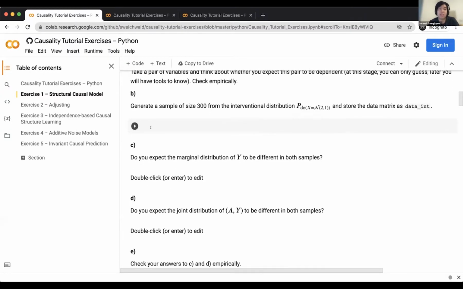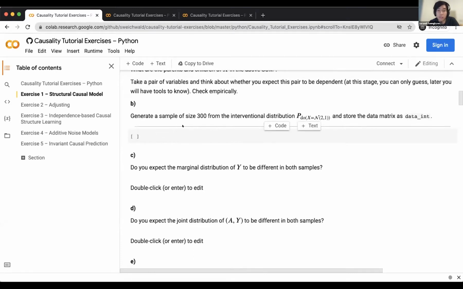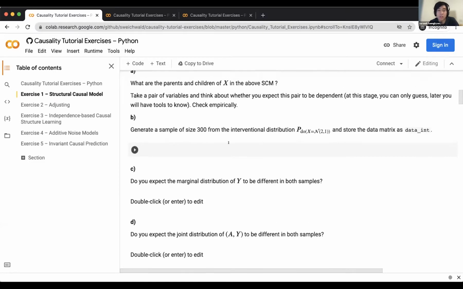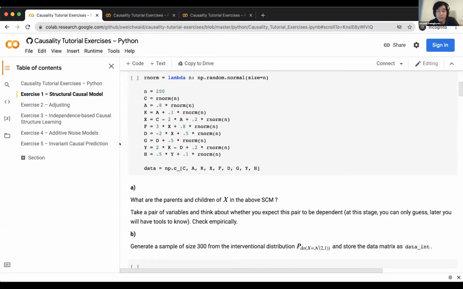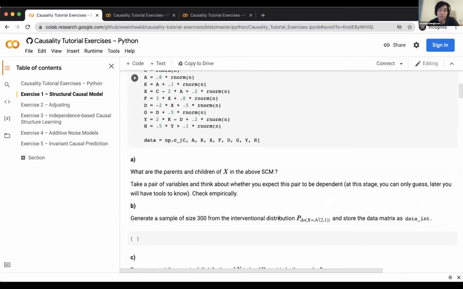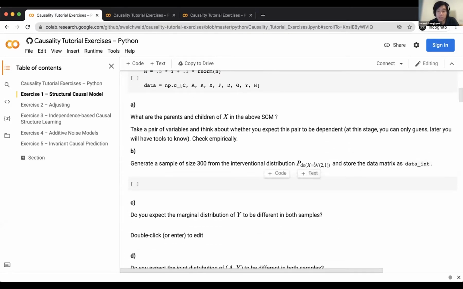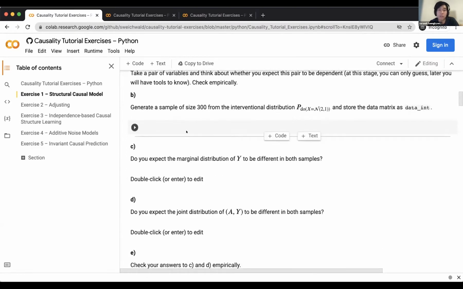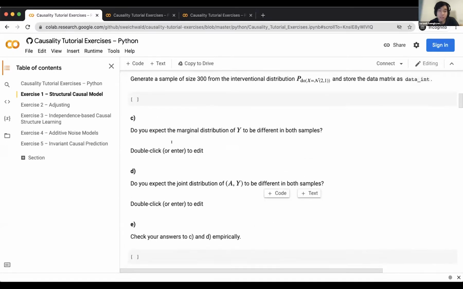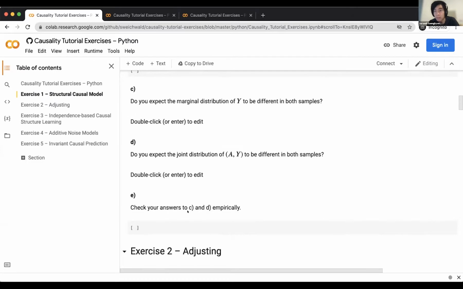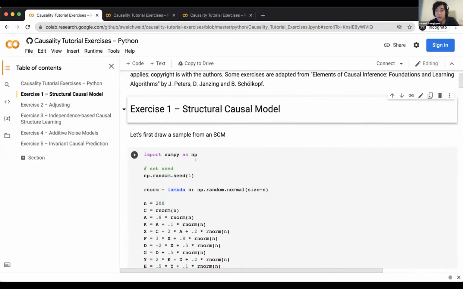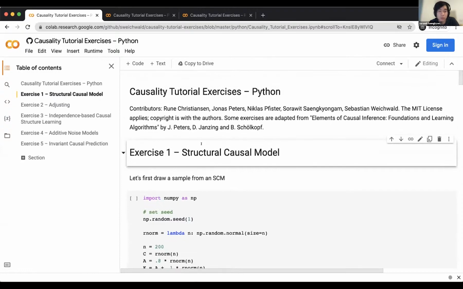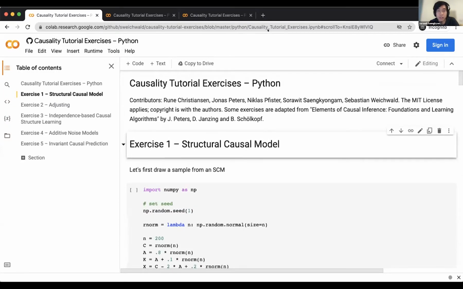And next, we ask you to generate samples from the interventional distribution. So now what you need to do is take this SCM and do the intervention on X by, for example, replacing this line of code for X with this Gaussian distribution here, and then you sample from that SCM, and then you just answer this question, and you can also check it empirically by doing some plots. All right, and I hope this makes sense. Otherwise, you can always ask the question here.